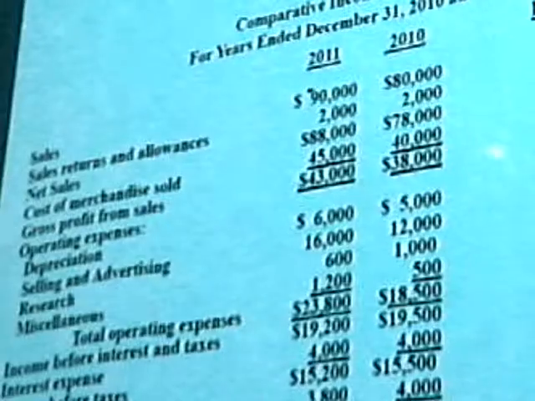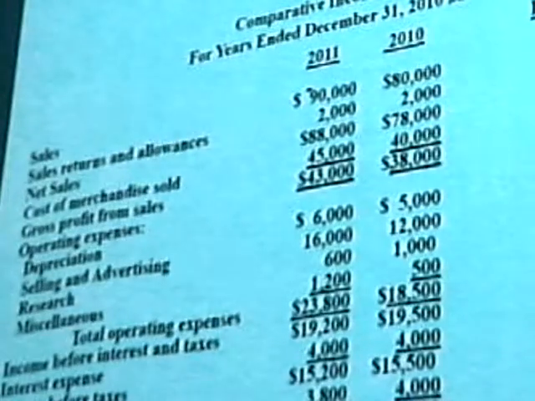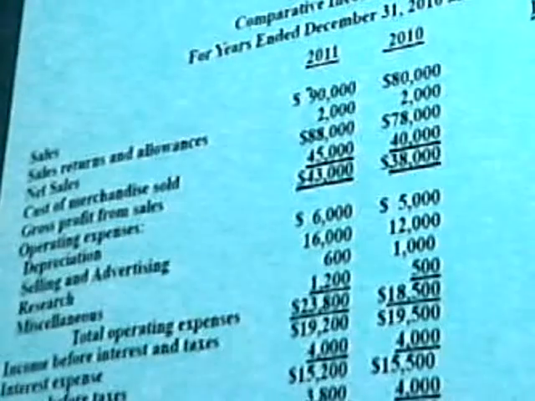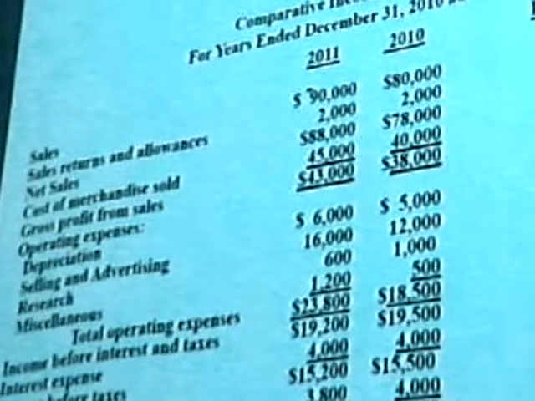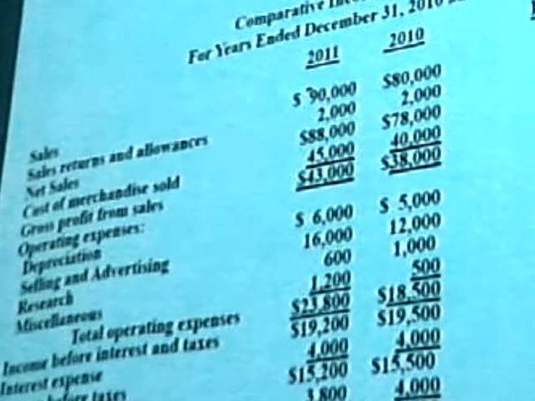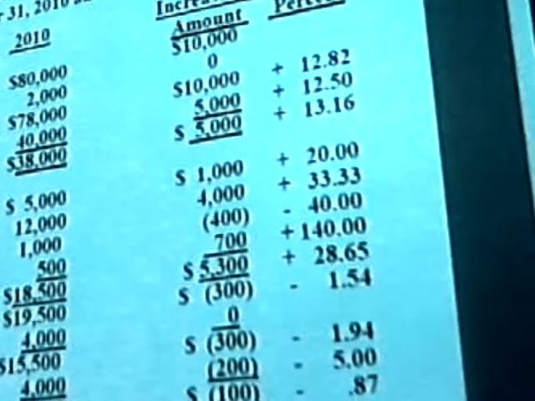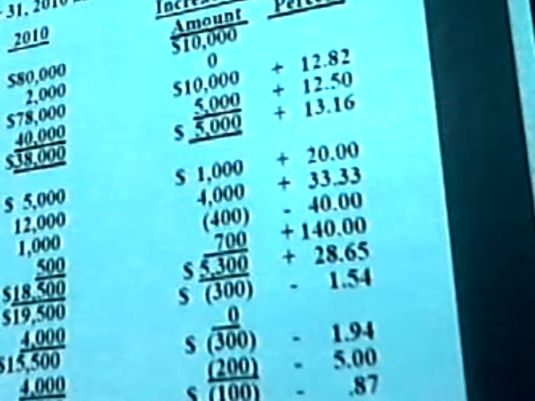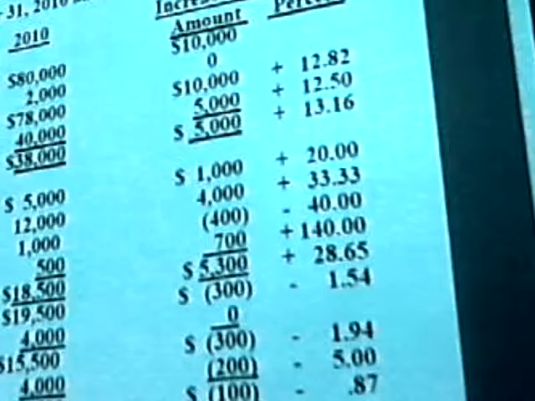So you see how we get this? 45 minus 40 is 5,000. 5,000 divided by 40,000. So is it the same thing as the balance sheet? Isn't it exactly the same? Okay, so that helps you out a little bit. So you always divide it by the least year. That is your base year.